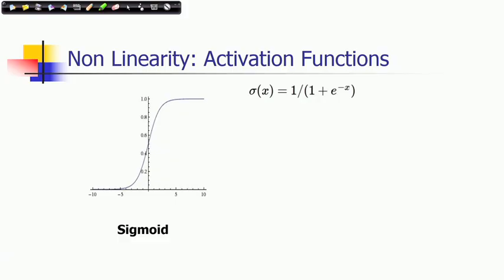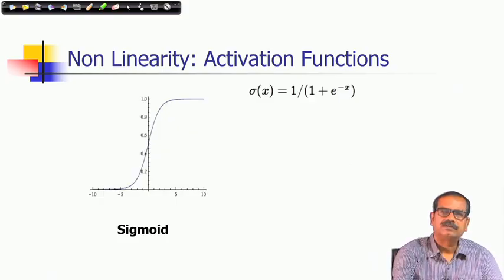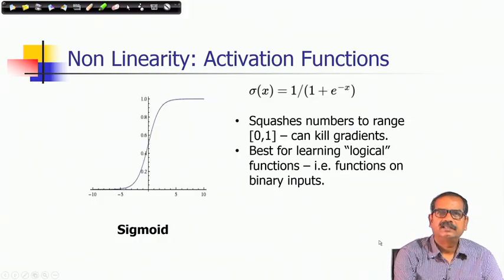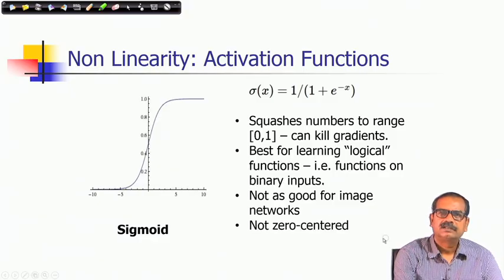and those are also called activation functions. We have seen particularly the sigmoid function, which is used in artificial neural networks very often. The property of this sigmoid function is that it squashes numbers to the range 0 to 1, and so it can kill gradients. As you can see, it saturates when the value increases or decreases, and there the gradient becomes almost 0. It is best for learning logical functions, that is, functions on binary inputs, but it is not good for image networks, and it is not zero centered also.